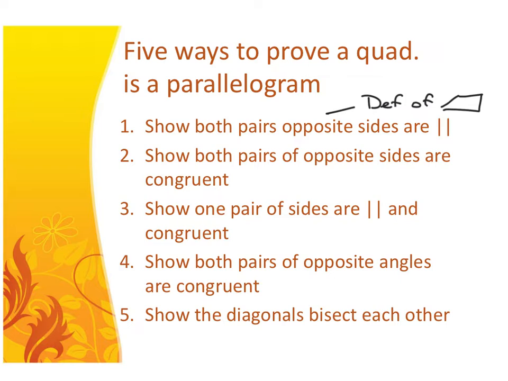Everything else is just the converse. So these are the four properties and then the one definition. These are all ways to prove that a quadrilateral is a parallelogram.